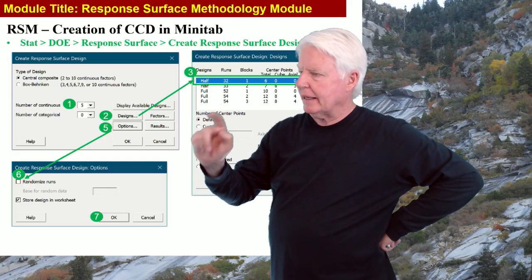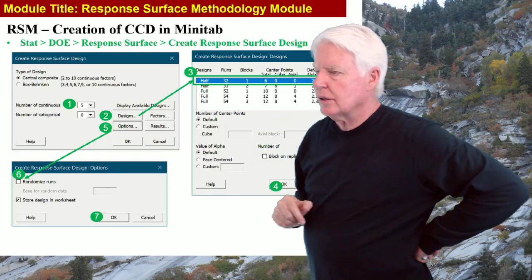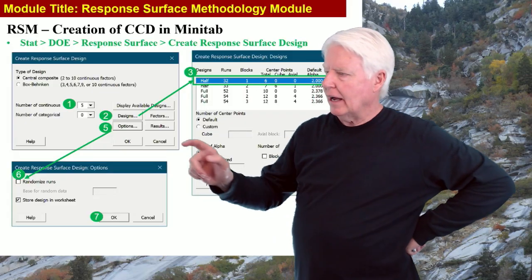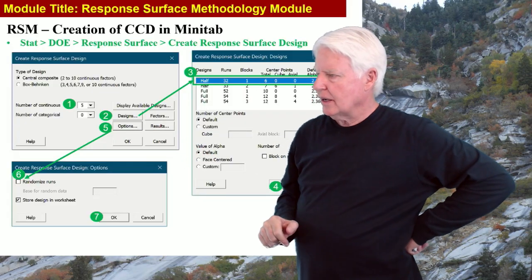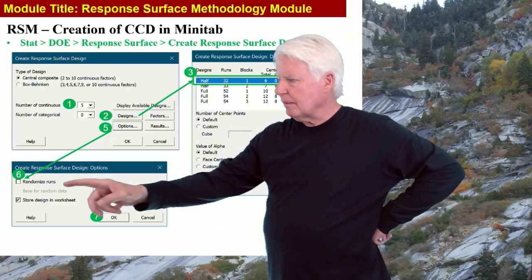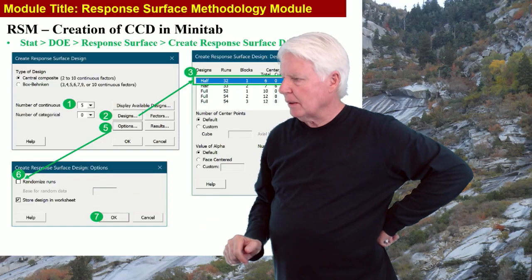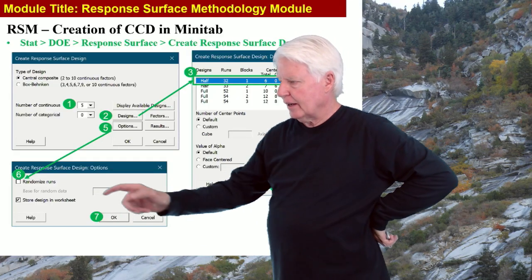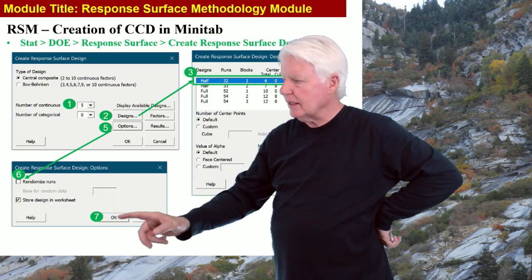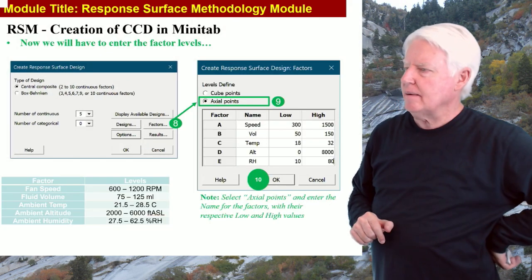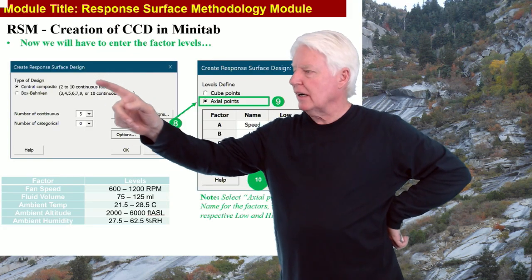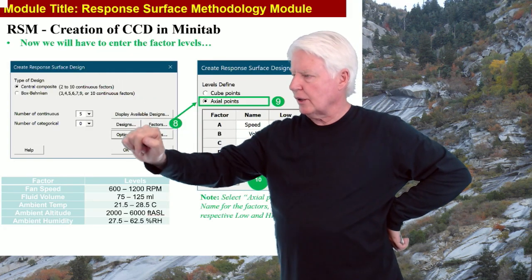Once you pick that, then you can go to, where's number 4 at? Go OK. And 5 is options. Randomize runs. It's probably smart. Then go OK. And of course you want to store the design in the worksheet. Then 7, you go OK. Then that will come up, Create Response Surface Design. We've already chosen the Central Composite Design.